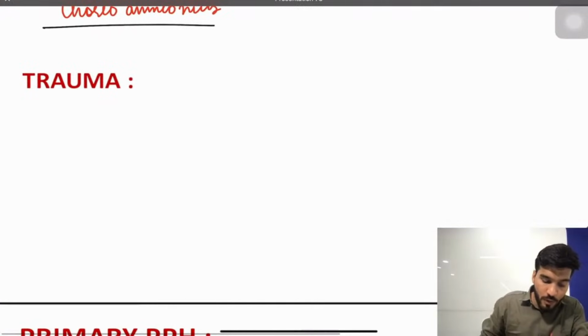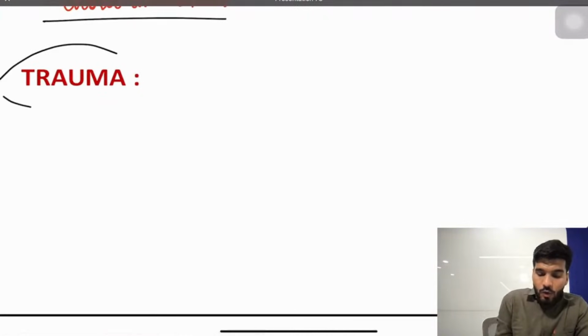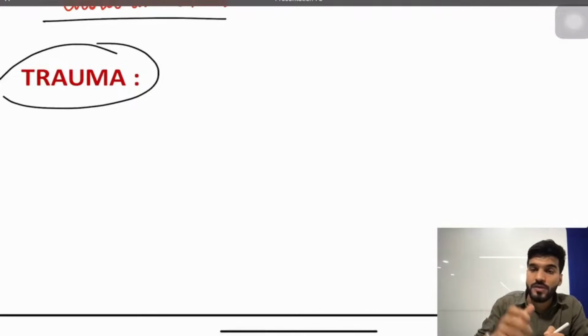Now trauma. When can the trauma happen? For example, the opening is not enough, and there is an obstruction, and when we are using forceps during the obstruction, they can cause lacerations over the cervix.